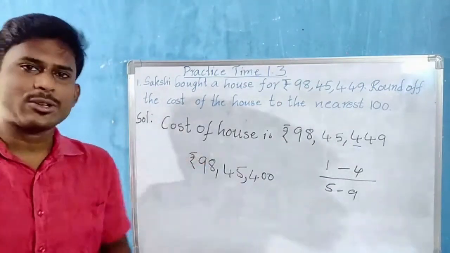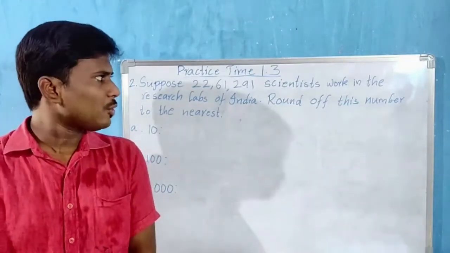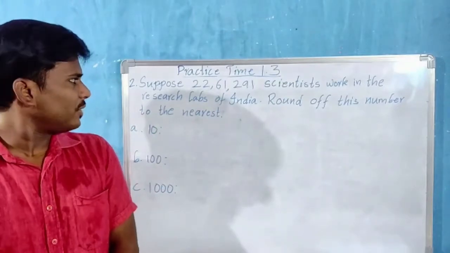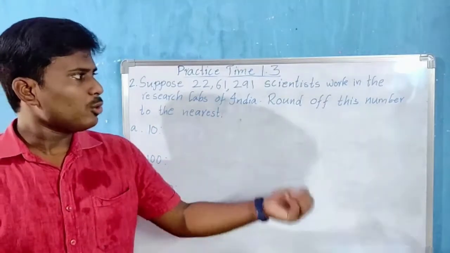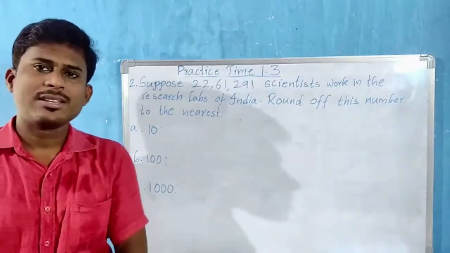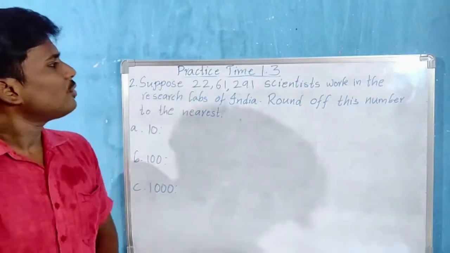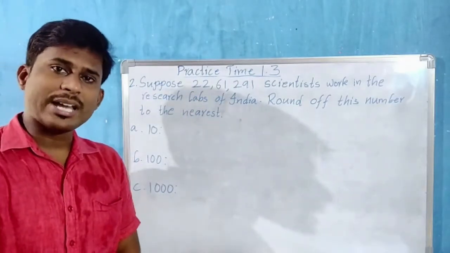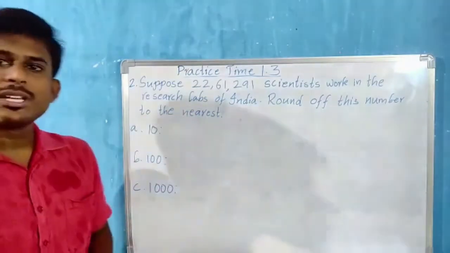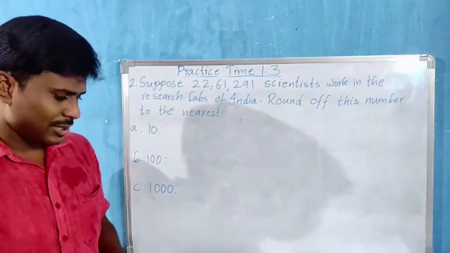Let us go for the second question now. Second question. Suppose 22,61,291 scientists work in research labs of India. Round off this number to the nearest tens, hundreds as well as thousands. Okay. So what is our number here? 22,61,291 is our number. So these many scientists work in the research labs in India. Okay. We have to round off the given number to the tens first.